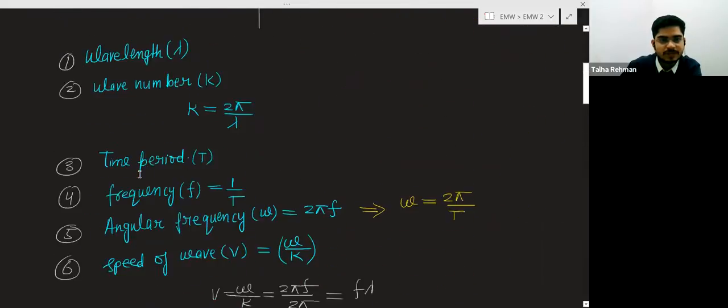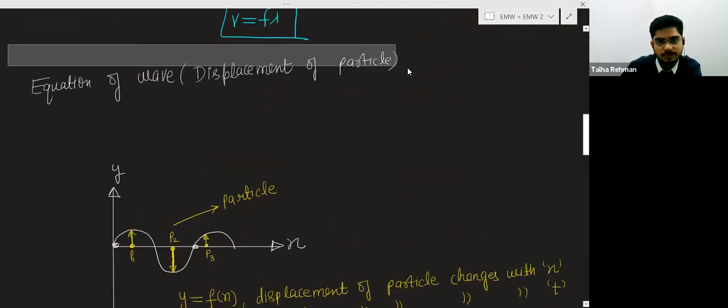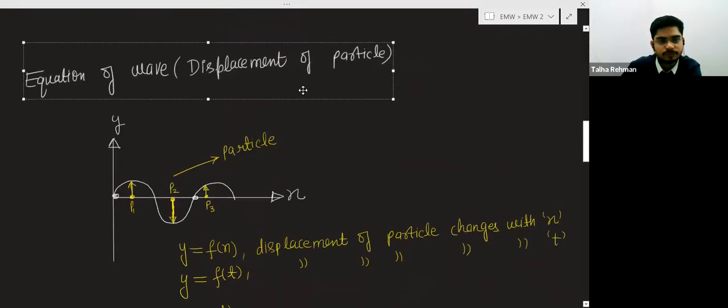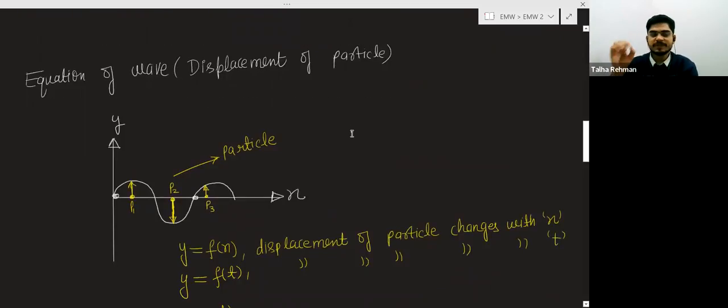Okay, Fawaz and Hamza and Nida, write down, all of you. Basically, the equation of the wave is the equation of the displacement of the particle, and the displacement of the particle is changing with respect to the distance and with respect to the time. So in an electromagnetic wave, the electric field is also changing with time, the magnetic field is also changing with time. You can say that it is oscillating.